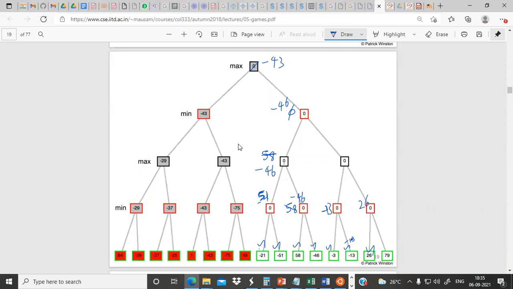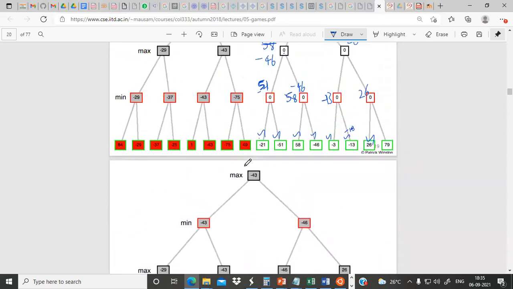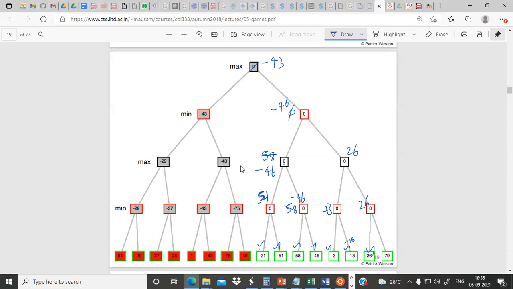And this is max of minus 13 and 26. So this will become 26. Okay, minus 13 and 26, this will become 26, right? Okay, and this is min of minus 46 and 26. So that will remain as minus 46. And this is max of minus 43 and minus 46. That will also remain as minus 43.